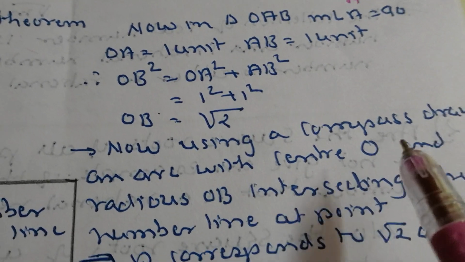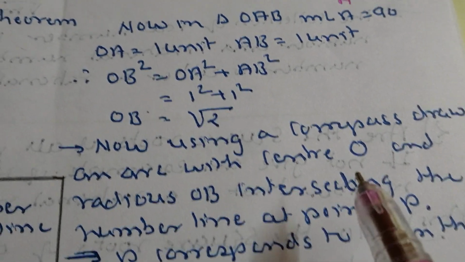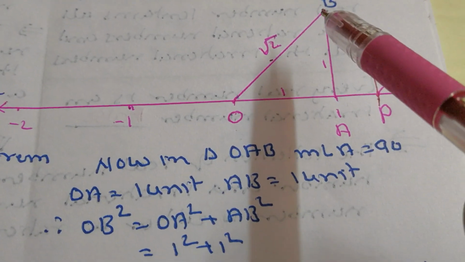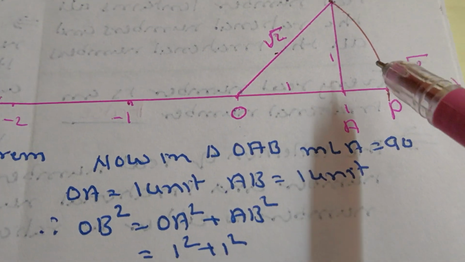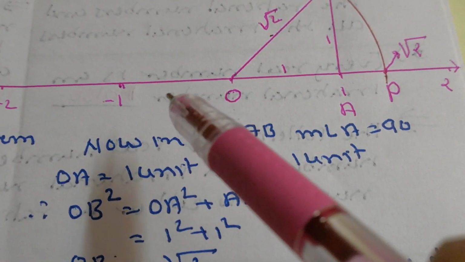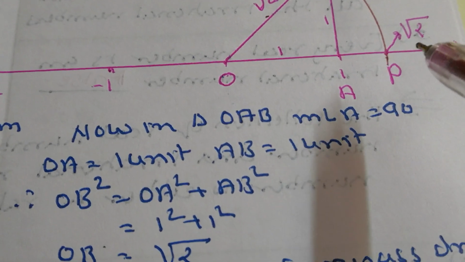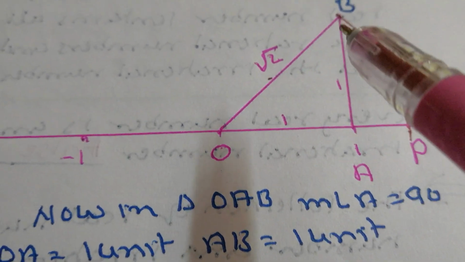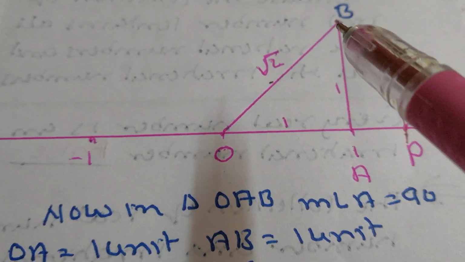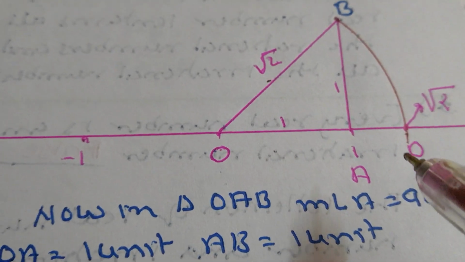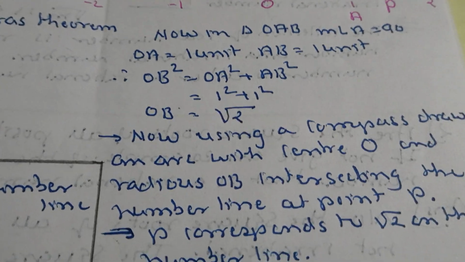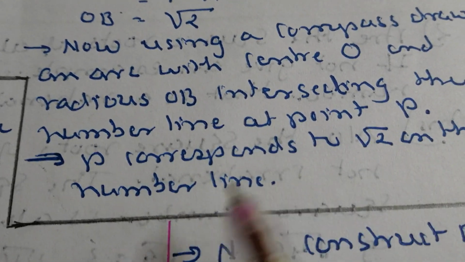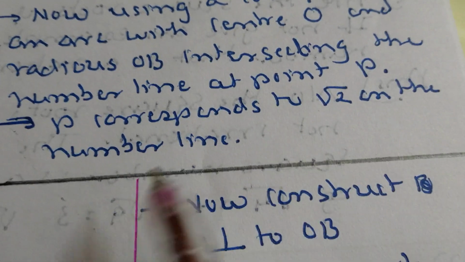Now using a compass, draw an arc with center O. That means you are going to put the point of your rounder over here and you are going to take your pencil up till here and you are going to draw this arc which is cutting the line at point P, and point P represents root 2. Again you are going to place your rounder over here and take the pencil up till here. So this becomes your radius and you are going to draw this arc intersecting the line at point P. So with center O and radius OB intersecting the number line at point P, point P corresponds to root 2 on the number line.